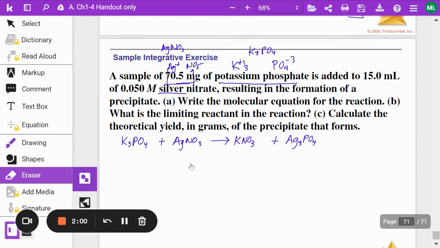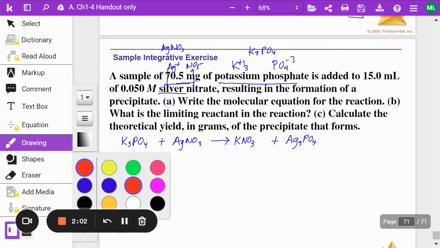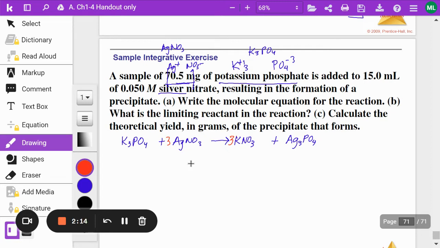The next thing you're going to do is balance the equation. So 3 potassiums here, 1 potassium there, put a 3 right there. 3 silvers here and 1 here, so put a 3 there. So now I have 3 nitrates and 1 phosphate. So it's 1, 3, 3, 1. Then write the givens underneath.